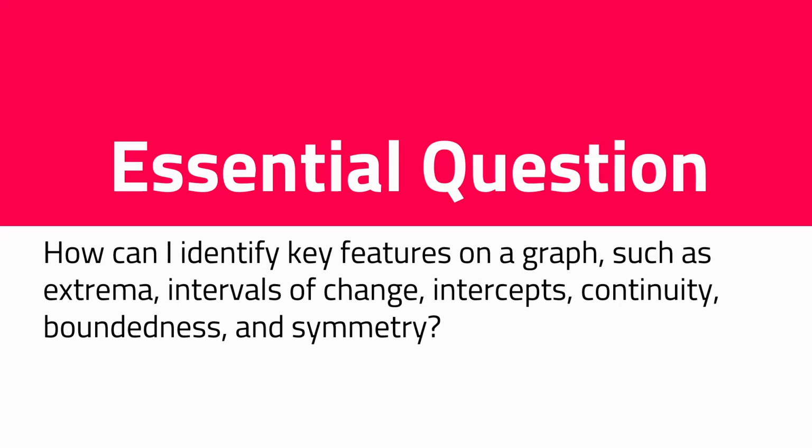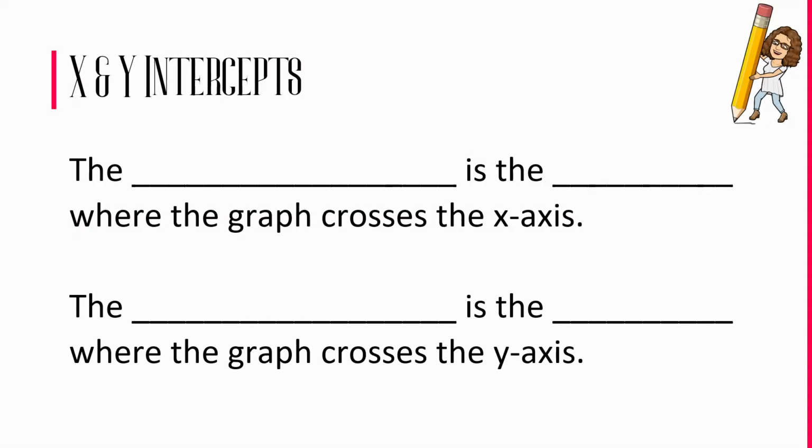Our essential question today: how can I identify key features on a graph such as extrema, intervals of change, intercepts, continuity, boundedness, and symmetry? So literally we're going to be looking at graphs today and identifying all of the important pieces of that graph. So first I want to talk about intercepts. And you guys have been working with intercepts before.